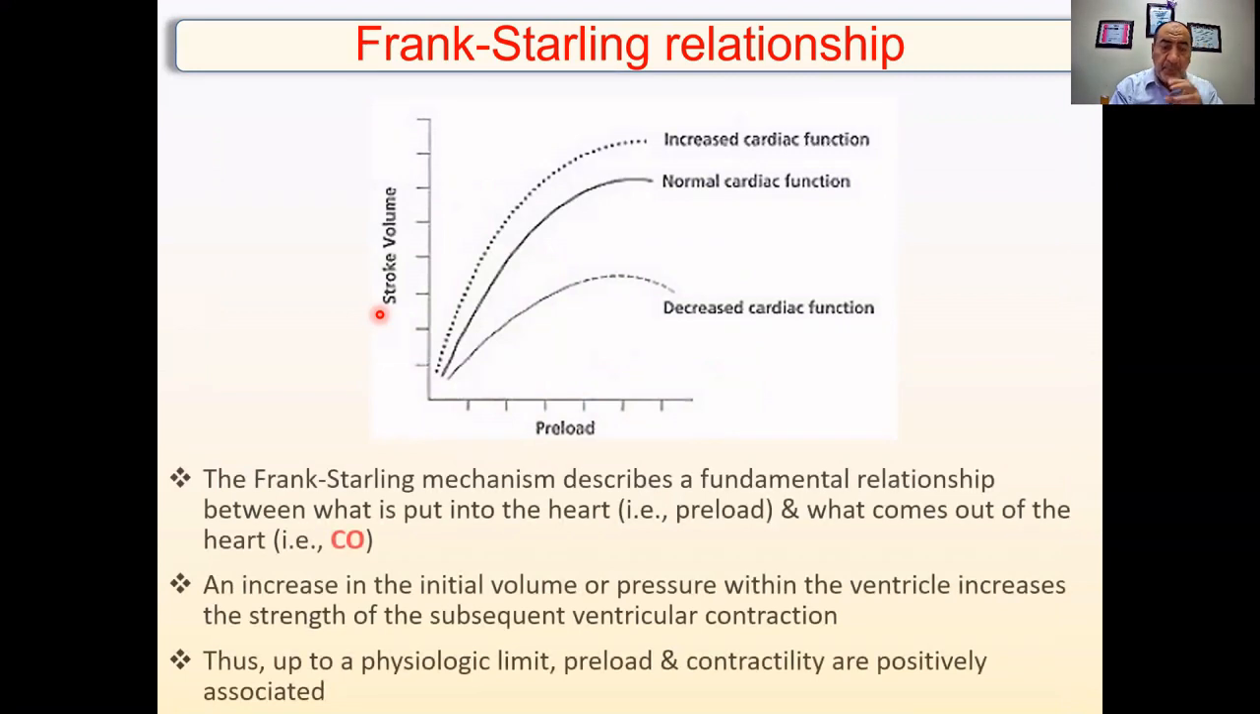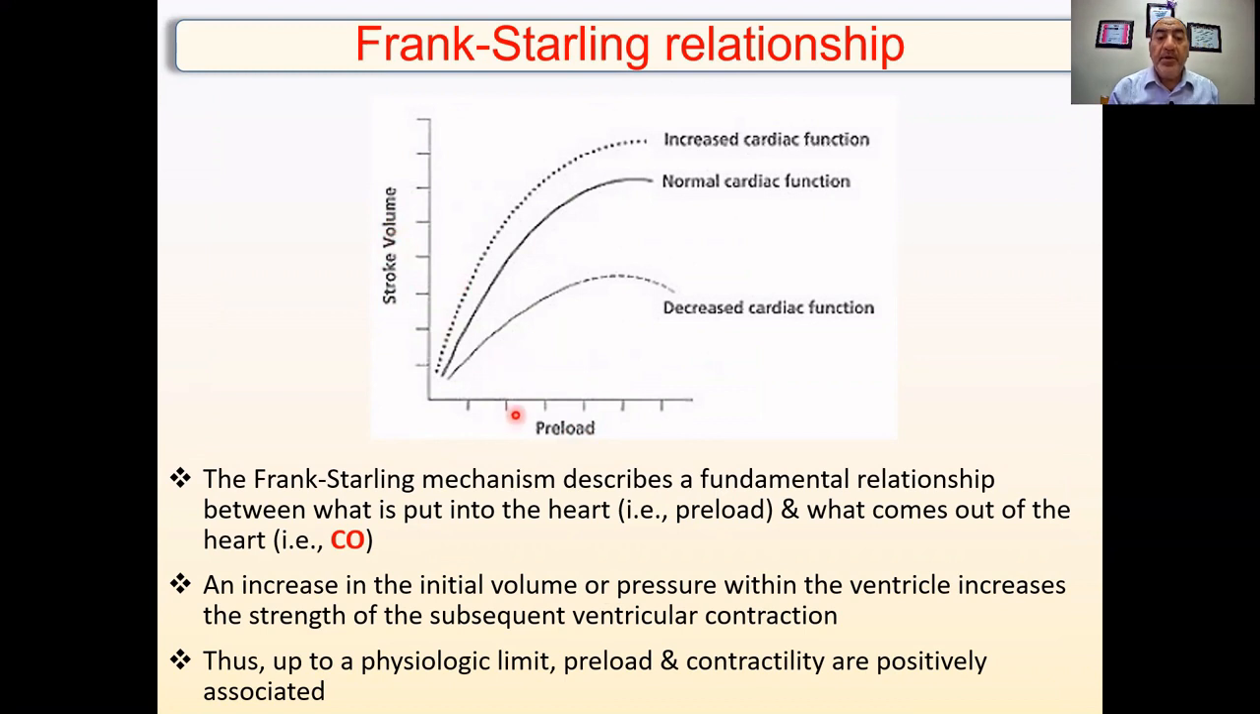Okay. Now to explain a little bit on the pathophysiology of what's happening. Okay. Number one, we'll start with the Frank-Starling relationship. Okay, it describes the fundamental relationship between what's in the heart, the preload, and the cardiac output. The preload and the cardiac output. Stroke volume times heart rate is cardiac output, right?